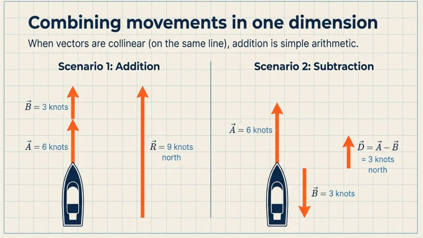Now, let's look at how movements combine when they happen along the same line. If two vectors are collinear, adding them is just a matter of simple arithmetic. In the first scenario, imagine a boat moving north at 6 knots and then the current pushing north at 3 knots. Combining these, the boat's overall speed becomes 9 knots north. In the second scenario, the boat still moves north at 6 knots, but now the current moves south at 3 knots, acting against it. So, the resulting speed is 3 knots north, which is the difference between the two. This shows how adding or subtracting vectors along the same direction affects the total movement.